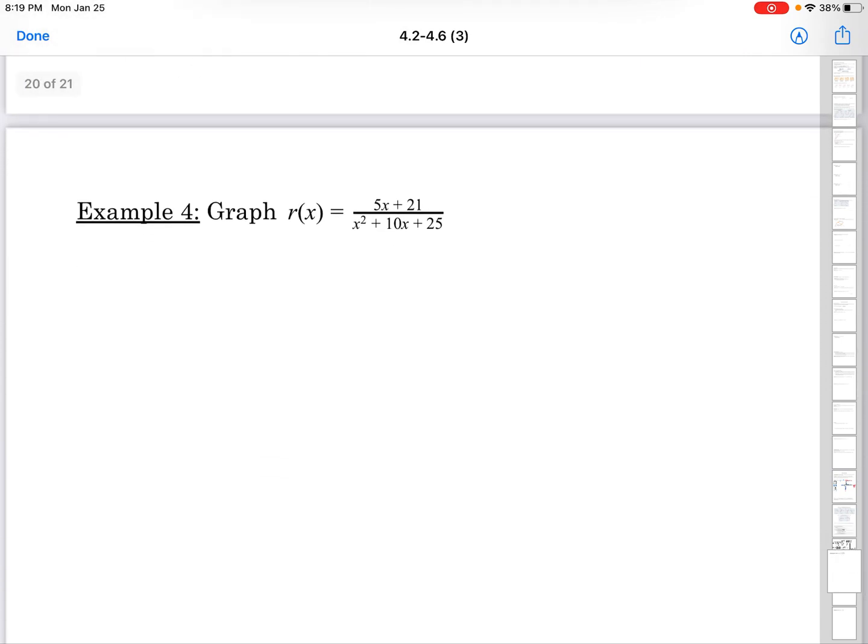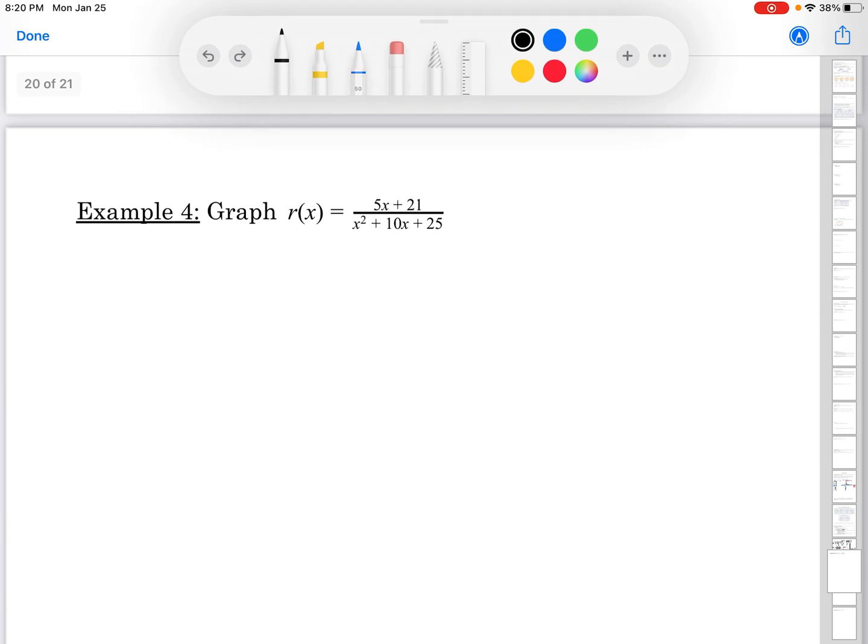In this situation, we're going to have a little bit different setup. Our denominator and our numerator are a little different here. We have 5x plus 21 on top, not factorable, but the bottom is. On the bottom, we have x plus 5 times x plus 5, or x plus 5 squared.